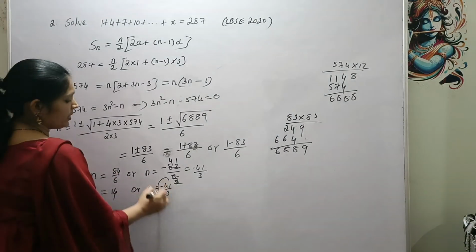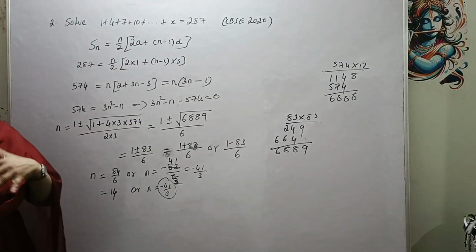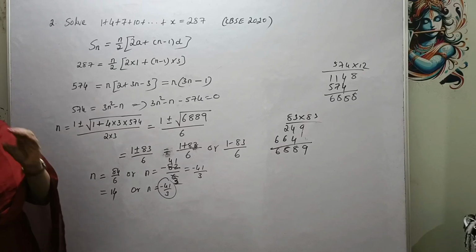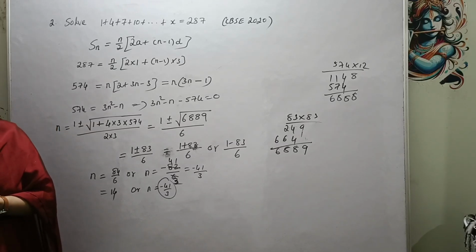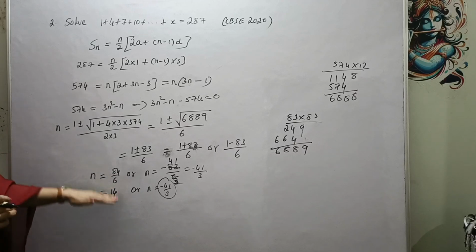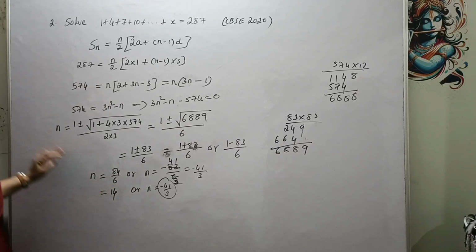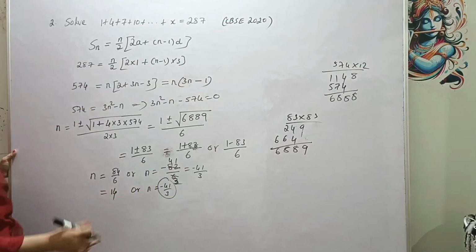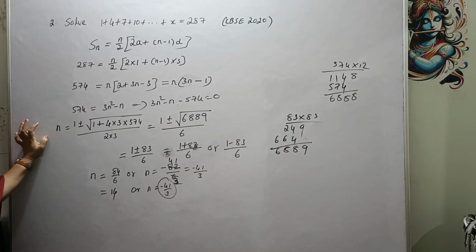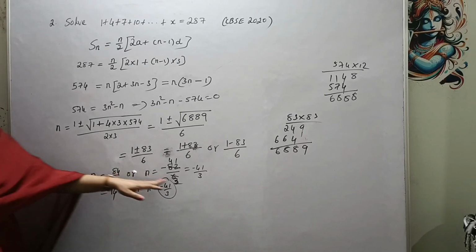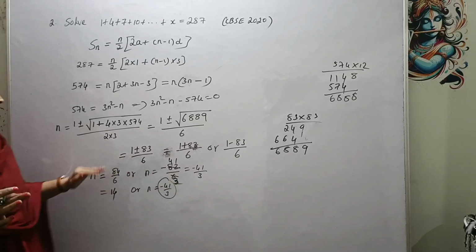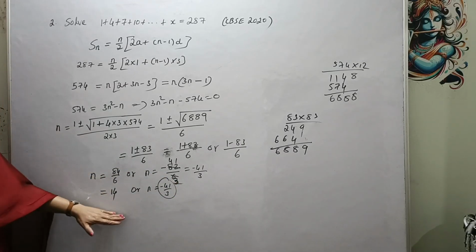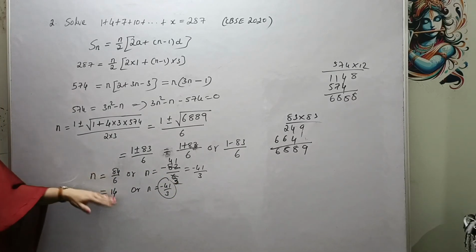Which is not possible, right? What is n? Nth term, right? So here the term n must be a positive integer, that is a natural number. So n is equal to minus 41 by 3 is not possible, being negative and a fraction. So here n is equal to 14.